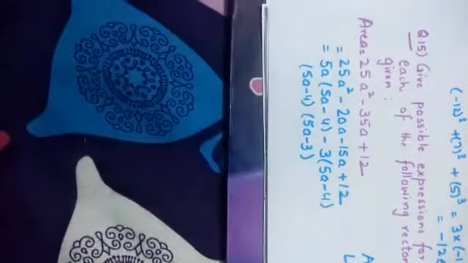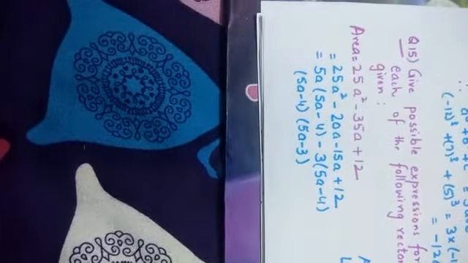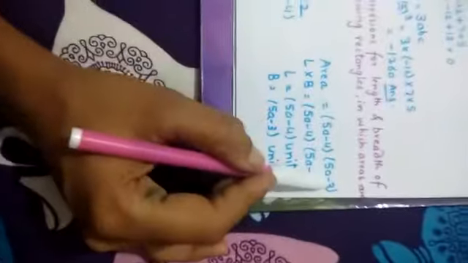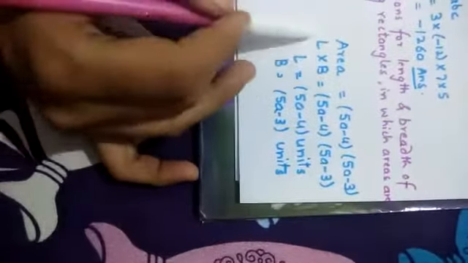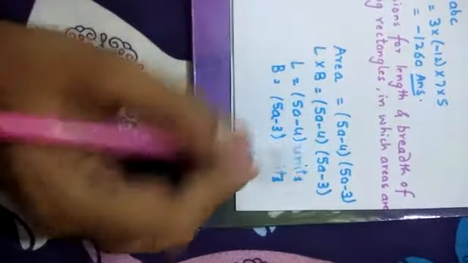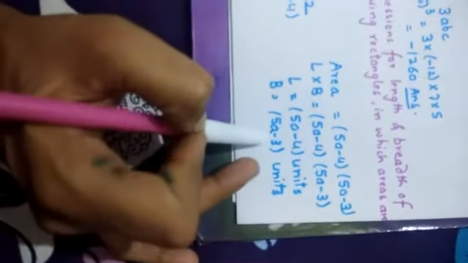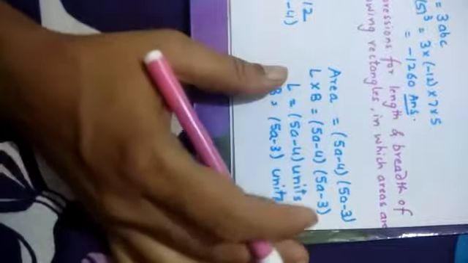But my problem was to find out length and breadth. So because it is area, I will compare it with area. 5a minus 4 and 5a minus 3. Area is length into breadth. So any one of the expressions can be taken as length and the other expression can be taken as breadth. So I have got the value of length and breadth.